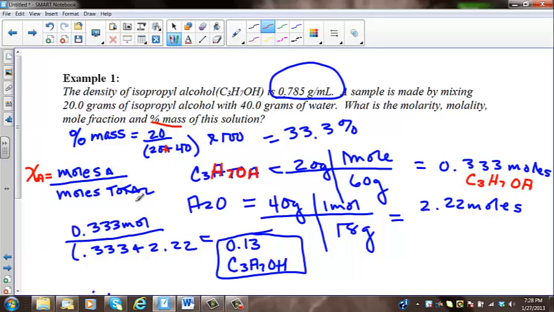And then we also need the moles of water because we need to calculate the mole fraction over the total moles. We had 40 grams. 1 mole of water is approximately 18 grams, and that gave us 2.22 moles of water. So our mole fraction of isopropyl alcohol, moles of A over the total moles, gave us 0.13 for our mole fraction.